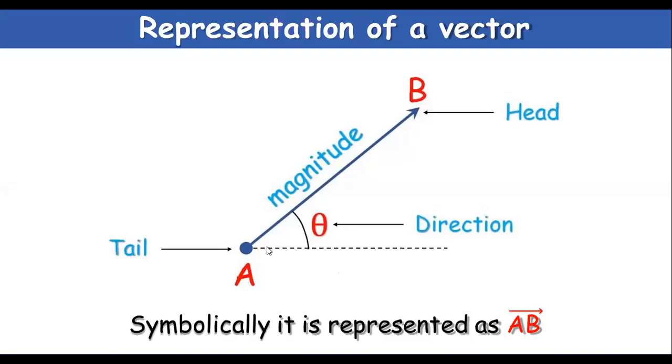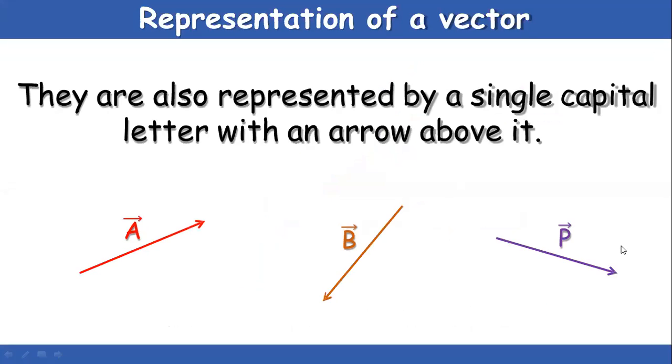See, this arrow is indicated on this line AB bar, which has magnitude as well as direction. So it is a vector quantity. Now we'll see how this is represented. Once again, we'll see some examples. Suppose this line is only one vector. So A bar, it may be B bar, or this may be P bar. In this way, they are also represented by a single capital letter with an arrow above it. So these are some examples of the representation of a vector.